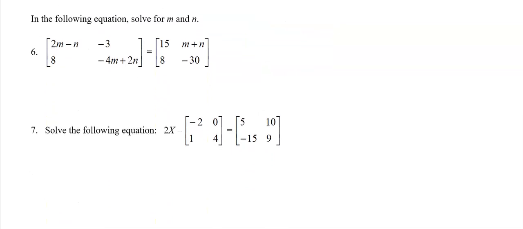Number 6 is the idea of when two matrices are equal to each other, that means we can make corresponding elements equal to each other. So what I mean by corresponding elements is this element corresponds, or you could think of it as matches up with this element. So I can make those equal to each other. And that's also true of this element. It matches up with this one. I can make those equal to each other.